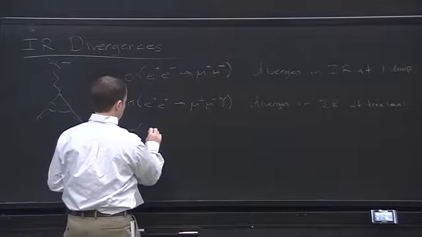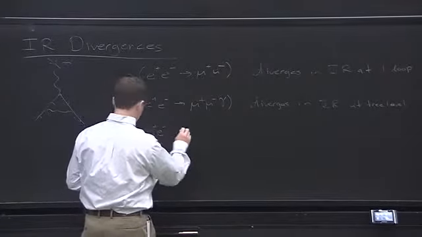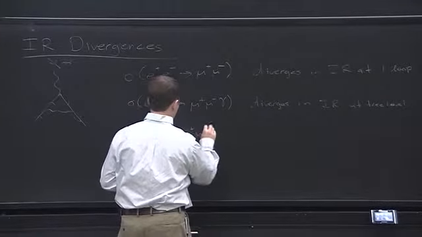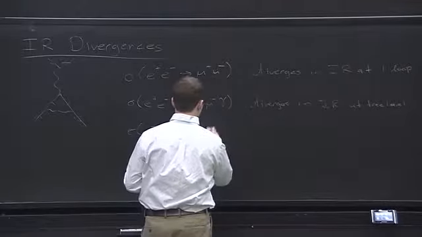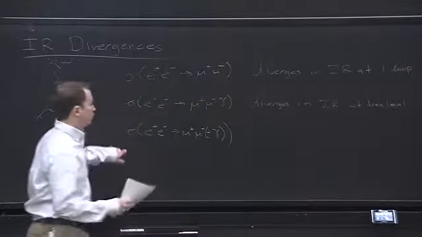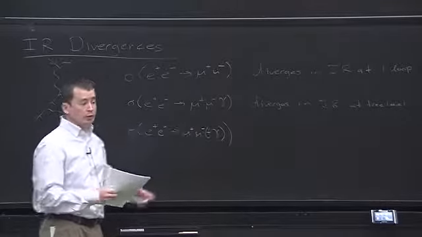I can write this as e plus e minus to mu plus mu minus, with a plus gamma in parentheses. So there may or may not be a photon in the final state.